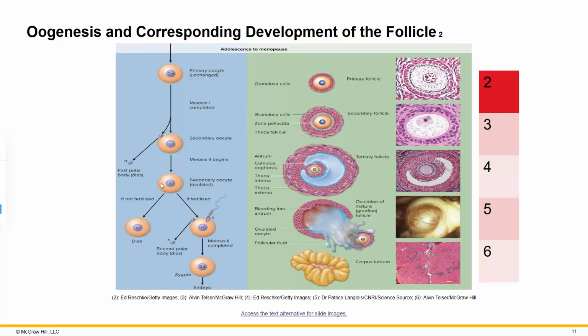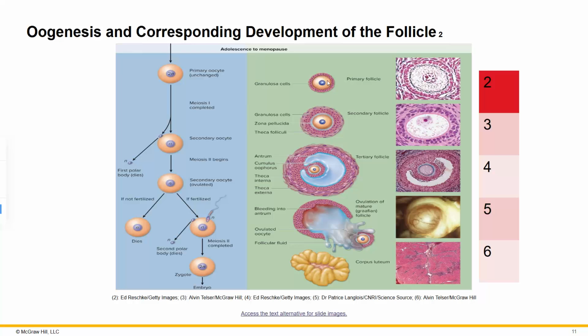And then the secondary oocyte, if it's not fertilized, it dies. If it is fertilized, it's going to continue on and finish up meiosis 2, giving off another polar body, and then eventually gets fertilized and will combine with the sperm to double the chromosome number.